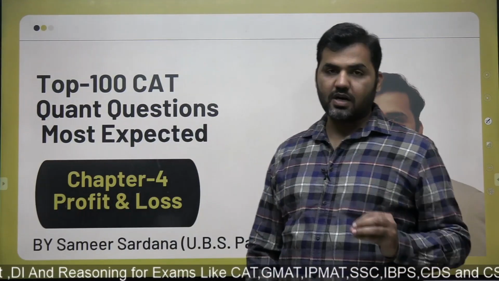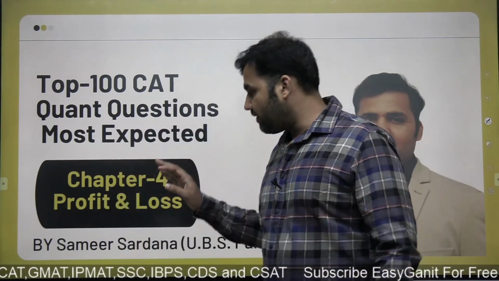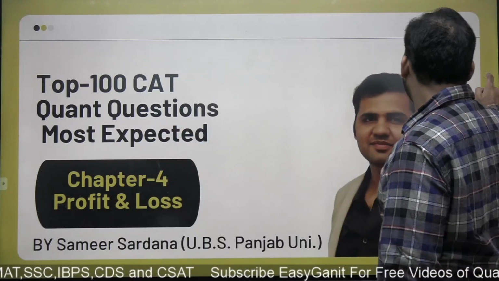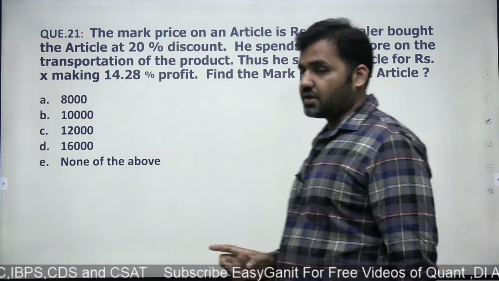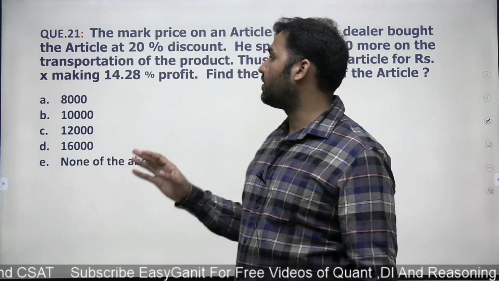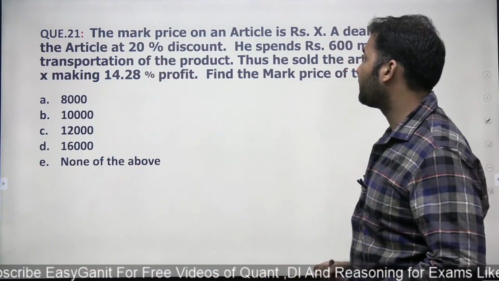My name is Samir Sudana and we will continue with our series of top 100 CAT Quant questions, the most expected question, must do questions for all CAT aspirants. इस सीरीज में बच्चों हम important questions chapter wise cover कर रहे हैं. So I will be covering chapter number 4 today, profit and loss, right? Till now we have covered 20 questions in 3 chapters, average, mixture and solution and percentage. Now we have next video on profit and loss starting from question number 21.